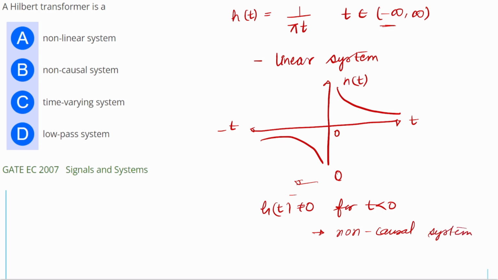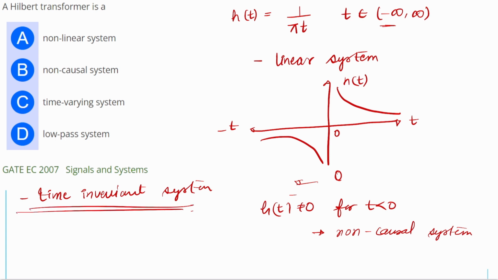Lastly, whether it is a time varying or time invariant system: it is a time invariant system. We can shift the output and we can shift the input, both ways, and we will get the same response. So it is a time invariant system and it is not a low pass system. Right, so option B will be the correct option.